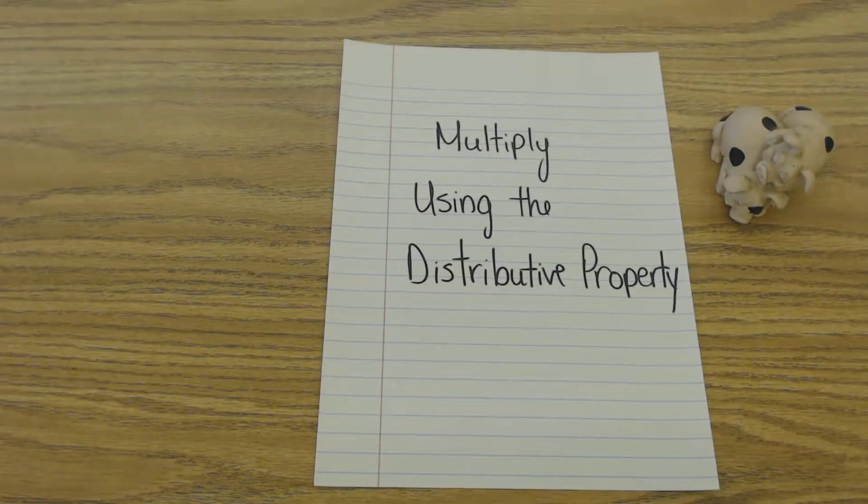Multiply using the distributive property. The distributive property states that multiplying a sum by a number is the same as multiplying each addend by the number and then adding the products. Let's have a look.